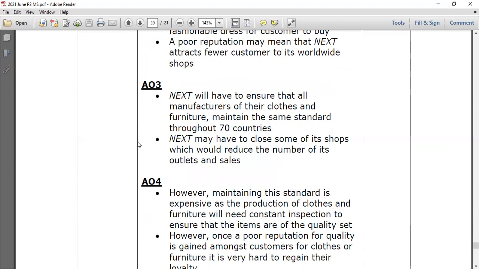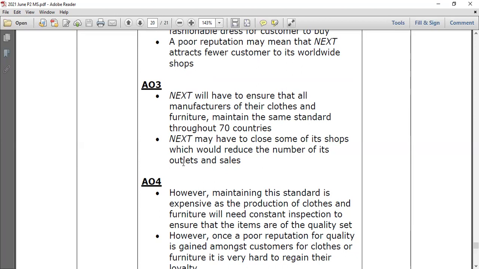Why would they have to close some of their shops? Because sometimes, if they can't match the quality standards, they may have to close some shops, which would reduce the number of outlets and sales. Because if a reputation problem comes, if a poor reputation comes, sometimes they have to close down their shops also.